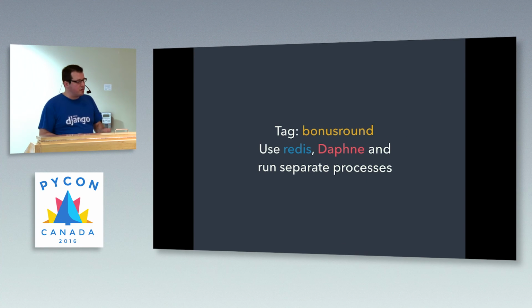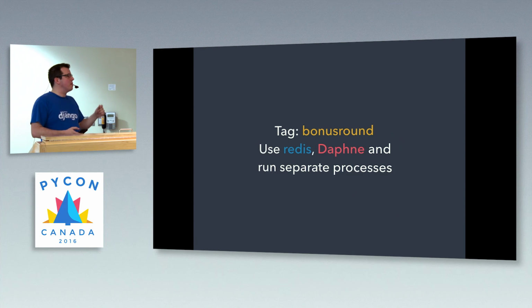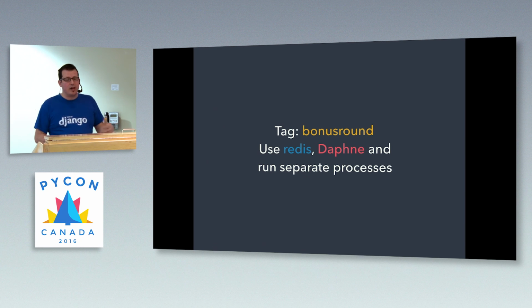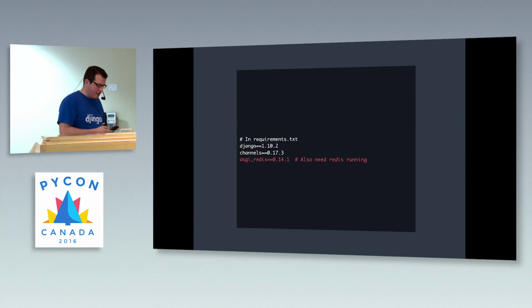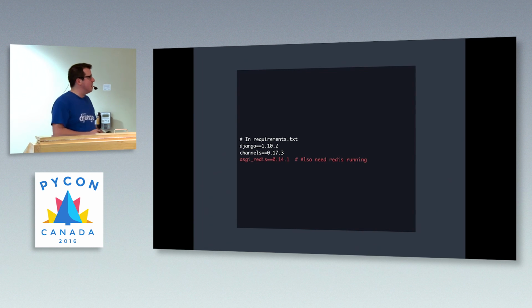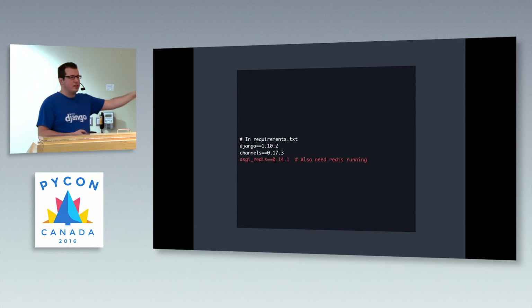Fortunately, we can fix this with the bonus round tag, which is where we set up Redis, Daphne, and run things in separate processes, but you can actually customize a runworker to only listen on certain channels, which will enable our website to remain responsive. So here, to get this to work, you need to install the asgi_redis library, and you also need Redis running so that it can connect to it.